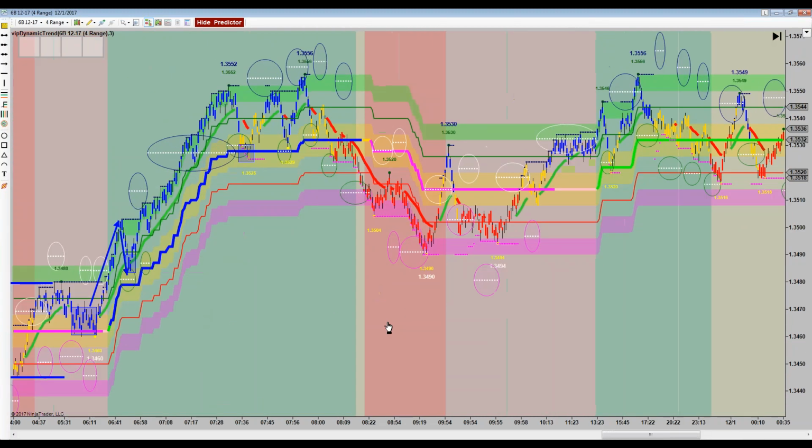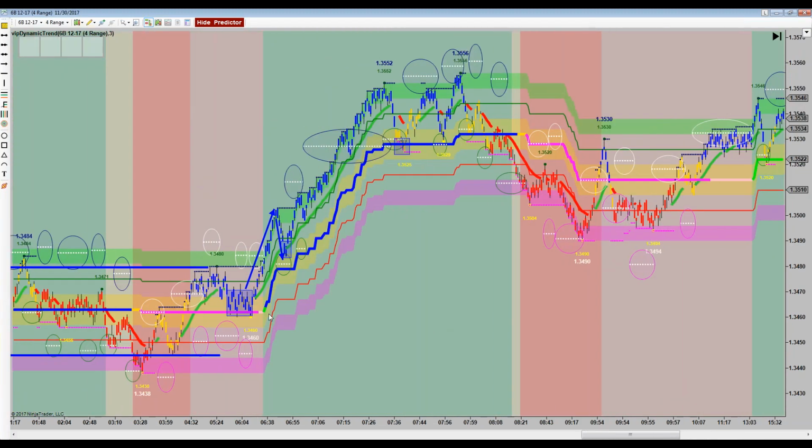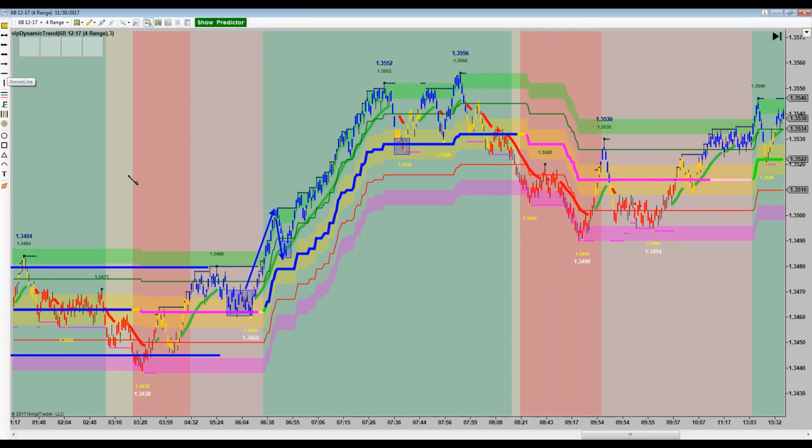Some places it's a lot easier. Over here, for instance, let's look at a couple of areas. Here we can clearly see in this area right here that we were in an uptrend. Well, let me go back. Let me go back before we get into that real quick.